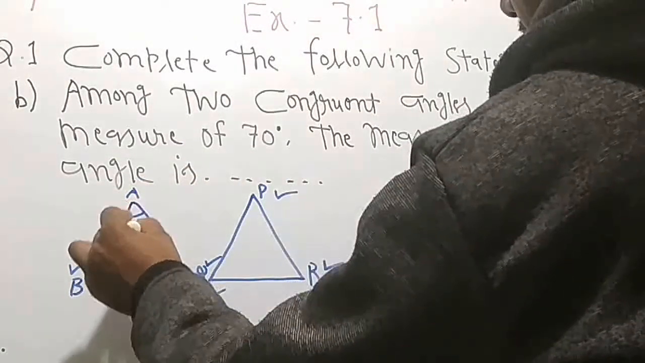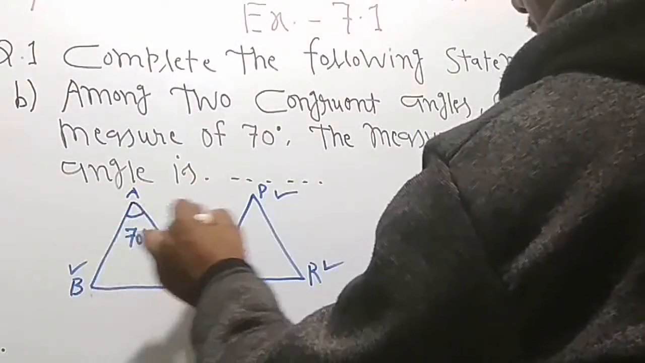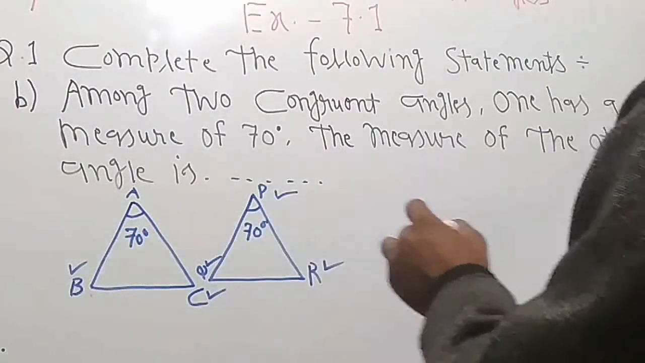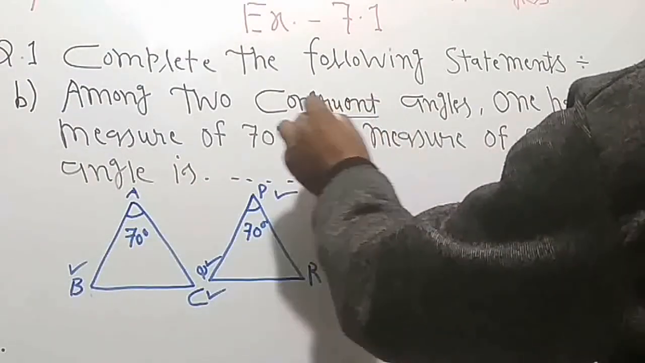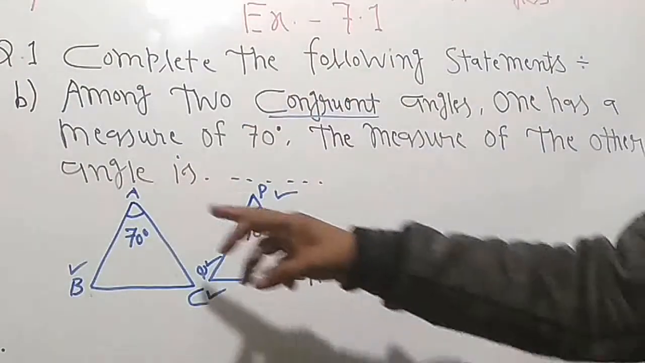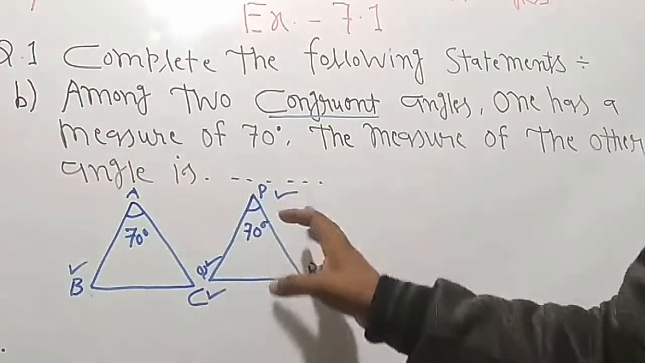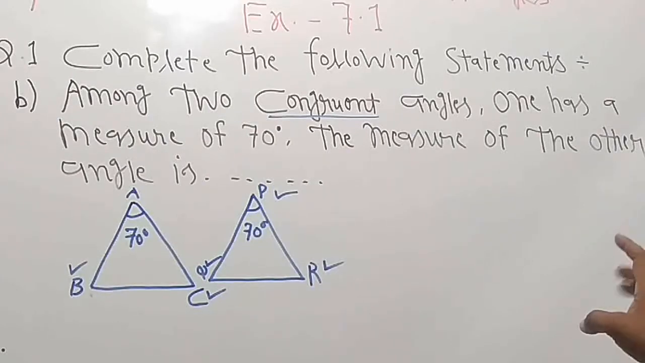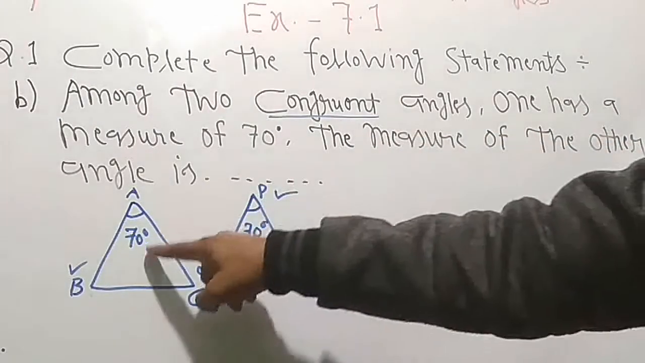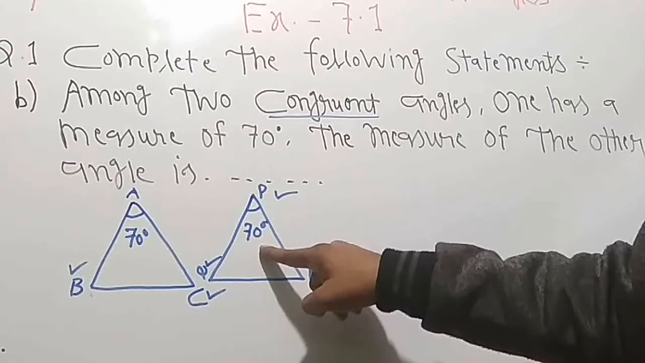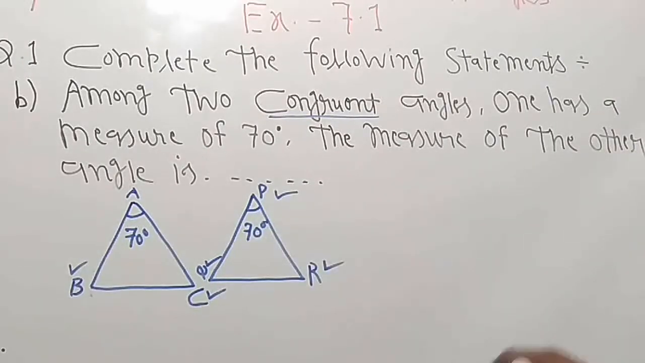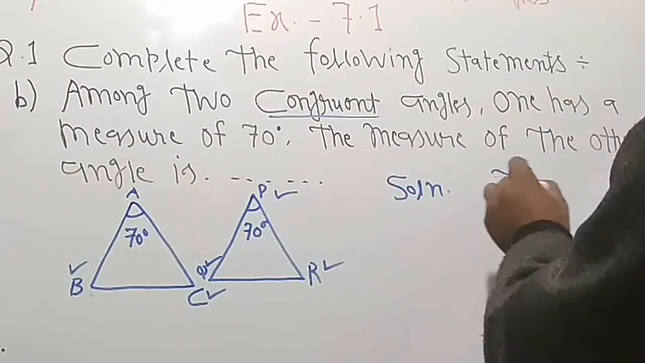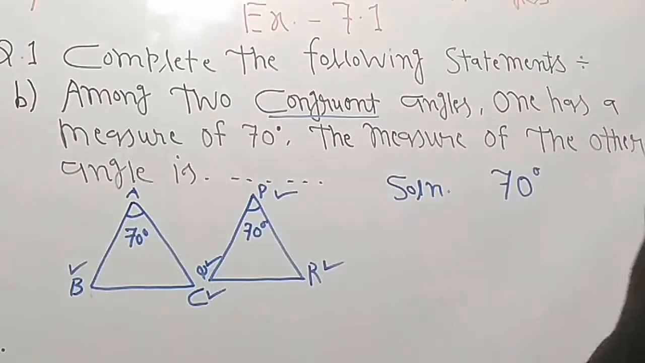Suppose if it is a 70 degree, then what? It is also a 70 degree, because in congruent figures, the angles of both the triangles are equal. All the angles of both the triangles are the same. So if one has a measure of 70 degree, then the other one is also the measure of 70 degree. So the answer for this particular part B is the measure of the other angle is also 70 degree.